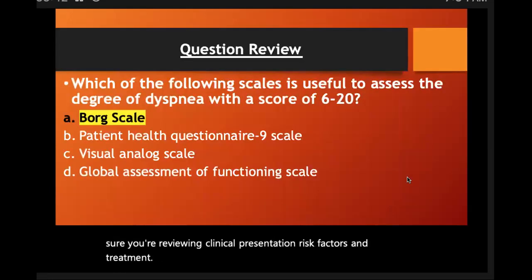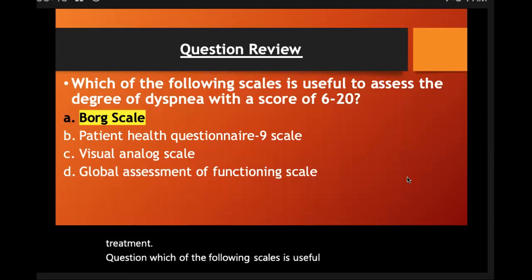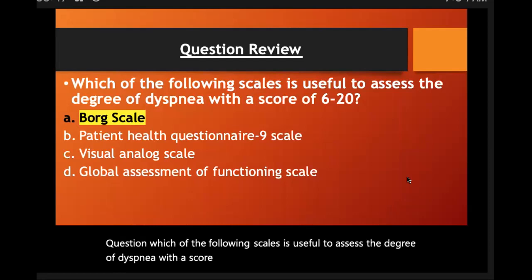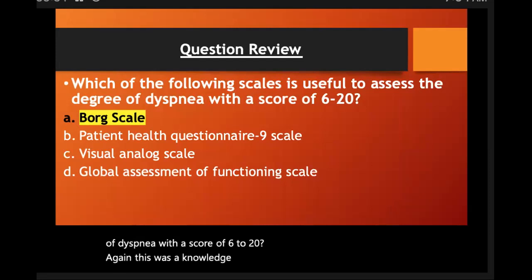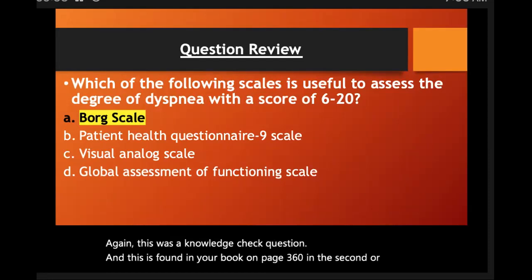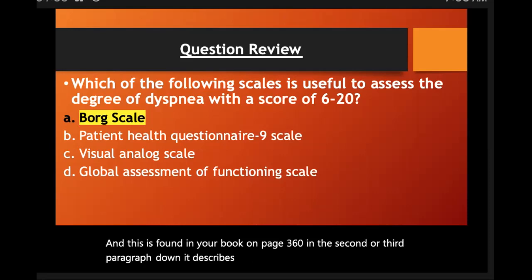Question, which of the following scales is useful to assess the degree of dyspnea with a score of 6 to 20? Again, this was a knowledge check question. And this is found in your book on page 360 in the second or third paragraph down. It describes the Borg scale. Okay, the Borg scale is what we use to assess the degree of dyspnea.